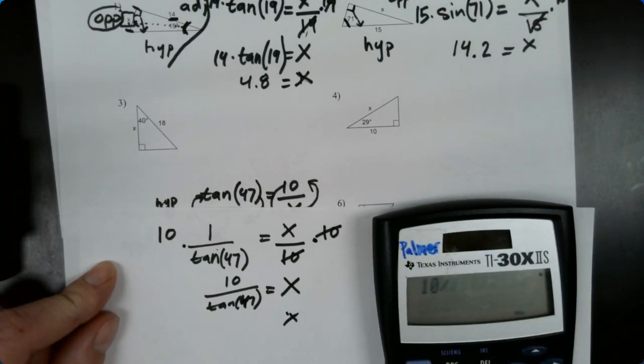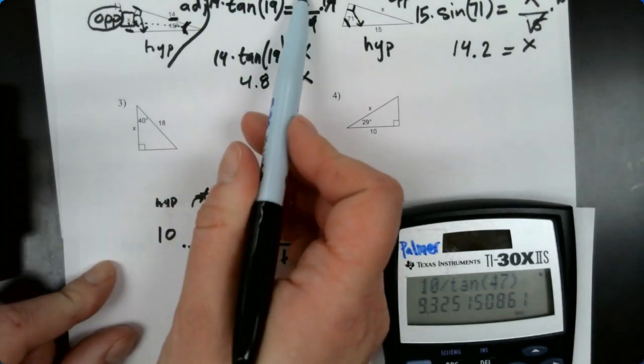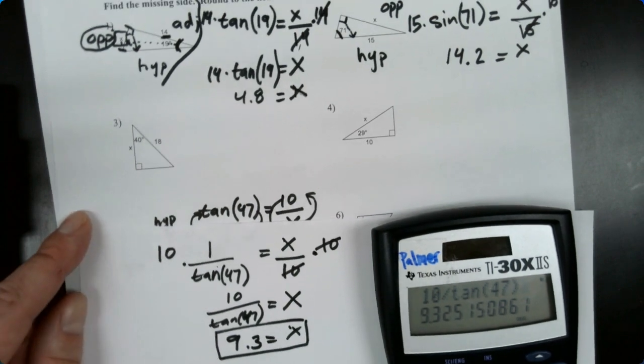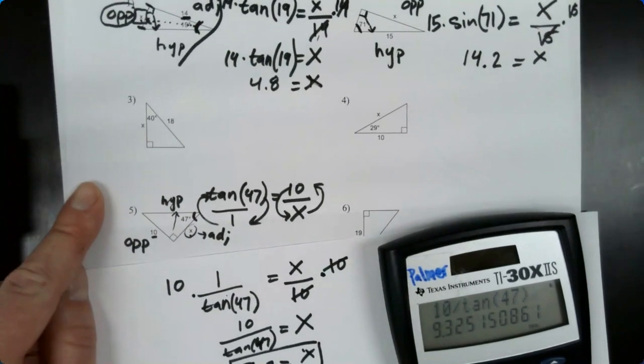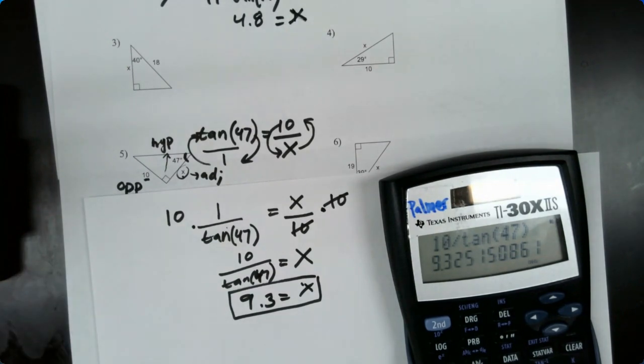Then we're going to type it in: 10 divided by tangent 47, parentheses, enter. And then we're going to round. Today we're going to round to 1 decimal, that's the 10th. So 9.3. Okay, 9.3. That seems reasonable with our angle. Okay, questions on that one? Should we do another one where we have to flip it? Okay, let's find another one.